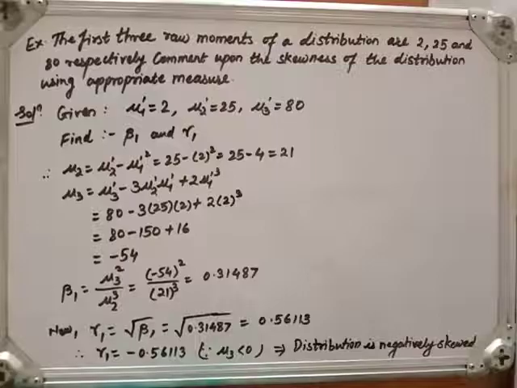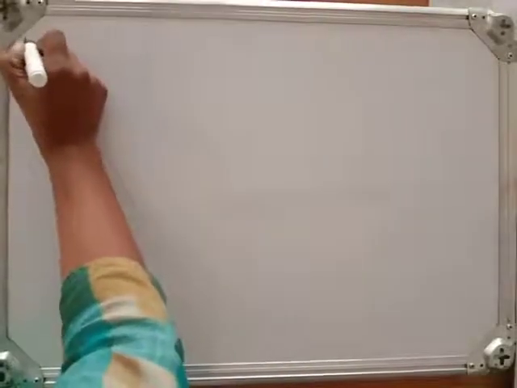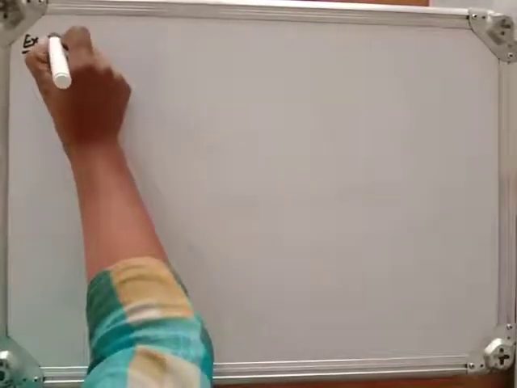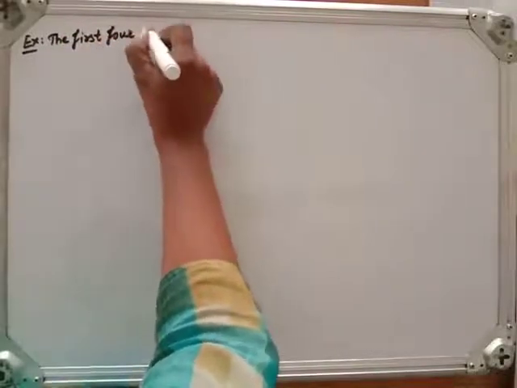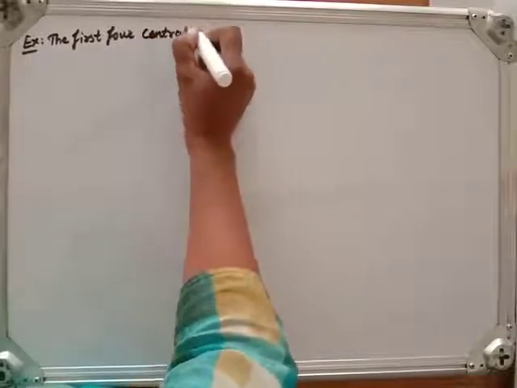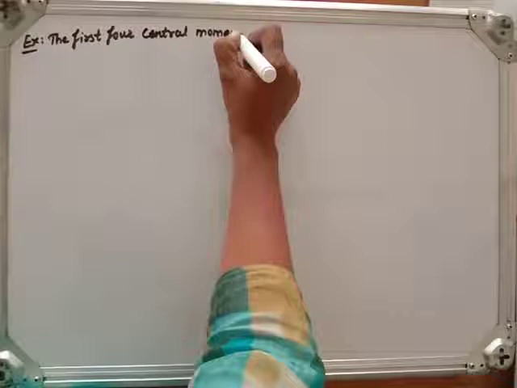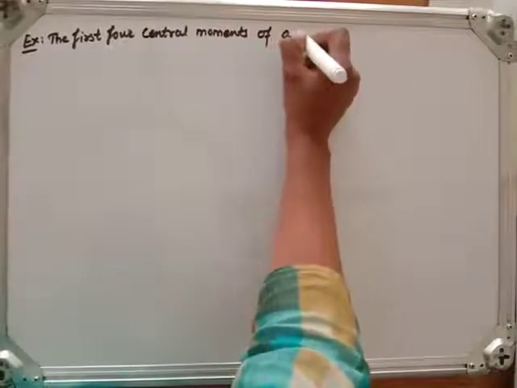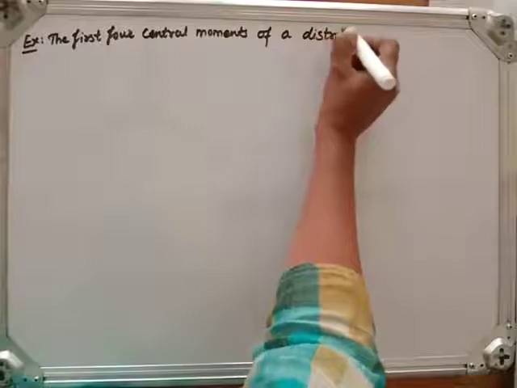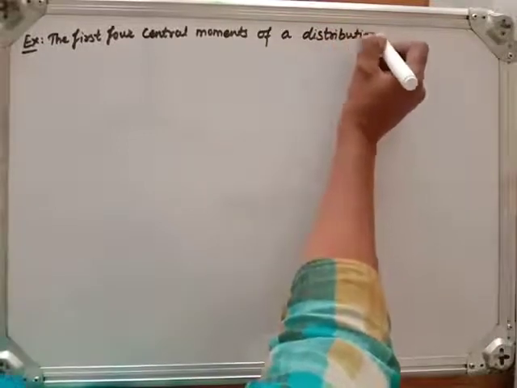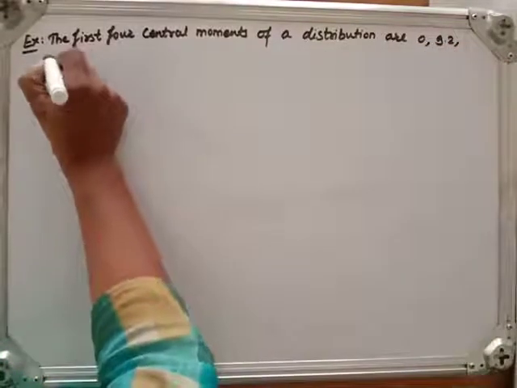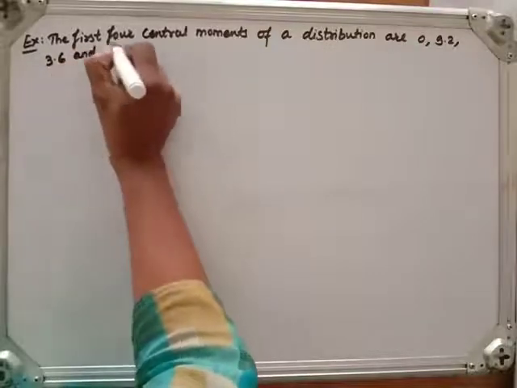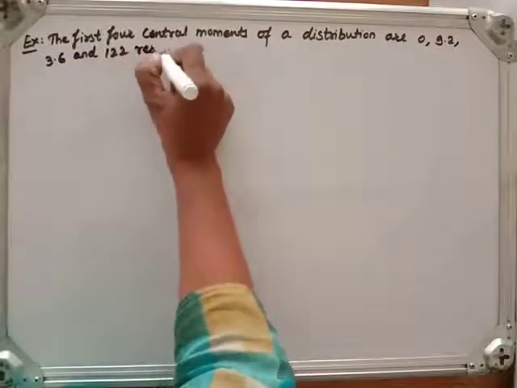Negatively skewed. Now the next example is that the first four central moments of a distribution are 0, 9.2, 3.6 and 122 respectively.